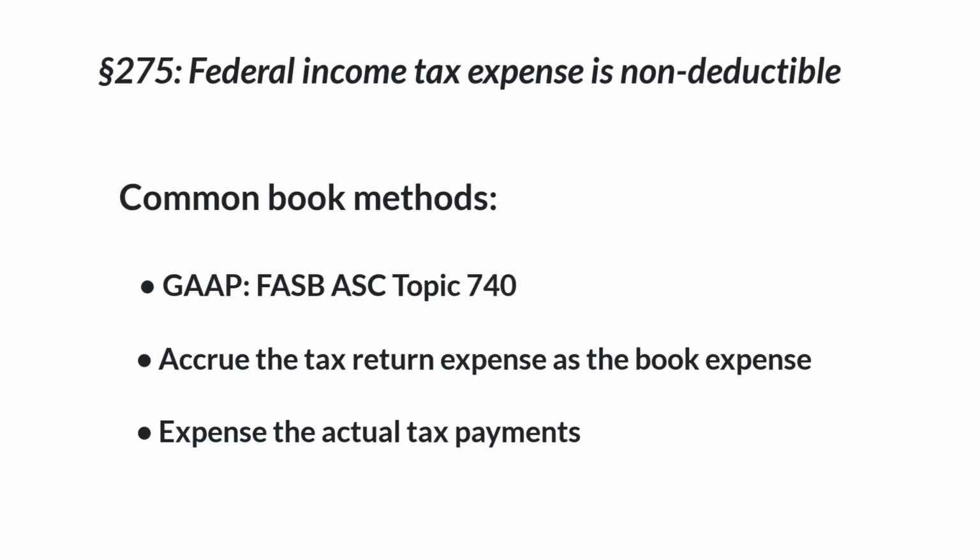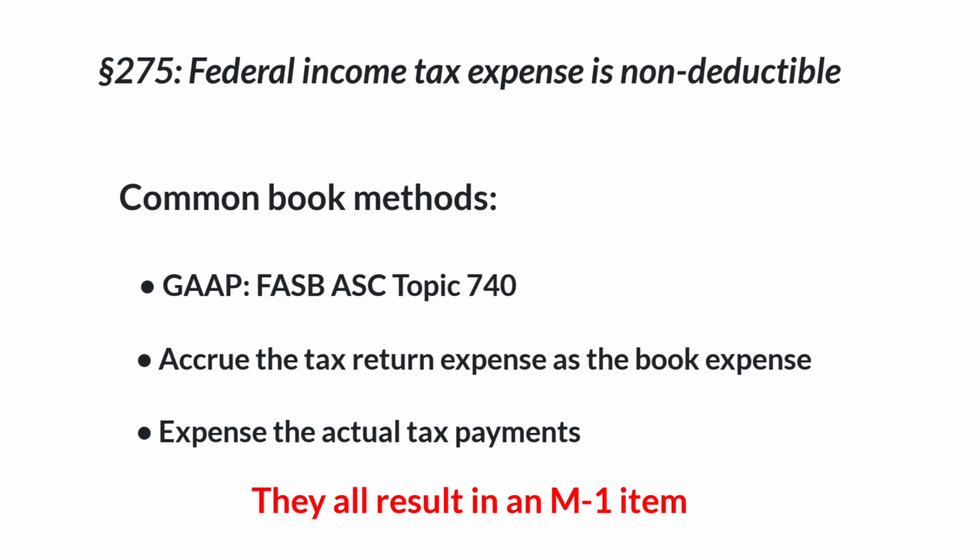Federal income tax expense is always an M1 item. Section 275 makes it very clear that federal income tax is not an expense on a tax return. There are several common book methods that are used. One is the tax provision under generally accepted accounting principles. That method is fairly complicated, and a lot of companies that don't need audited financial statements don't use it. Instead, they'll use a couple of other methods.